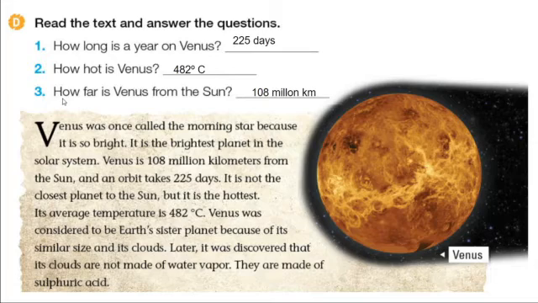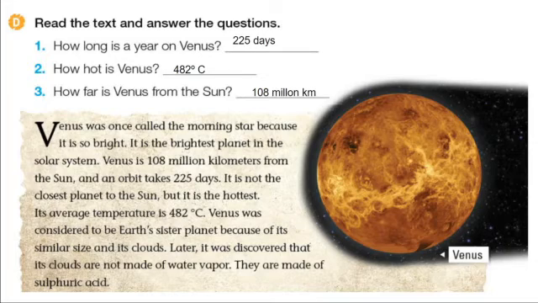3. How far is Venus from the sun? ¿Cuán lejos está Venus del Sol? Okay, we are going to start with the reading. Please pay attention and try to answer the question. Venus was once called the morning star because it is so bright. It is the brightest planet in the solar system.